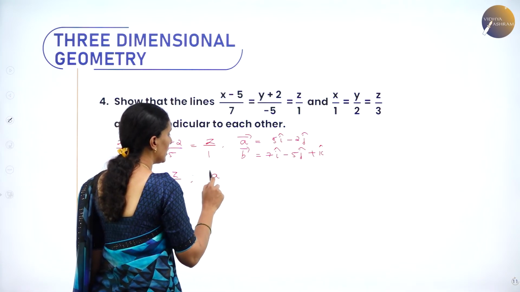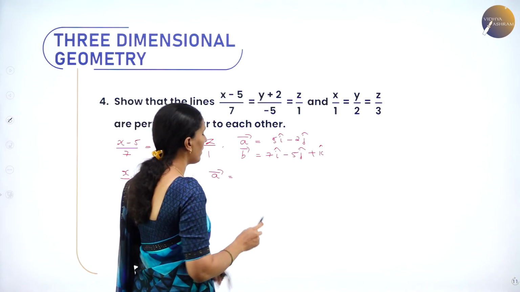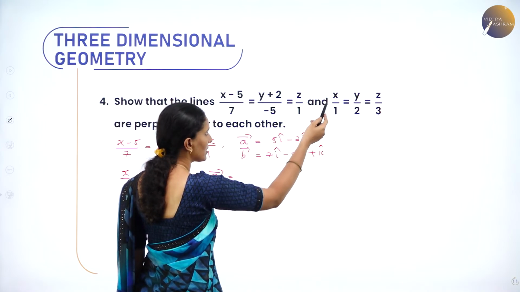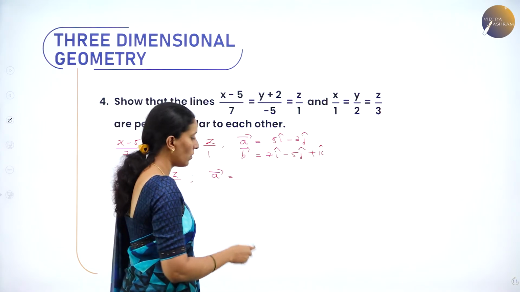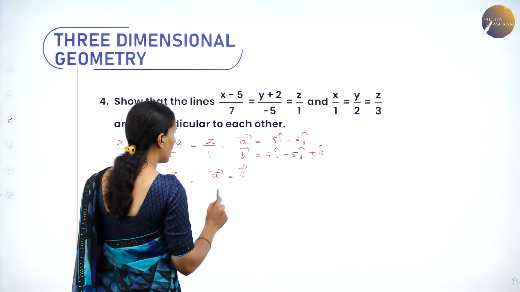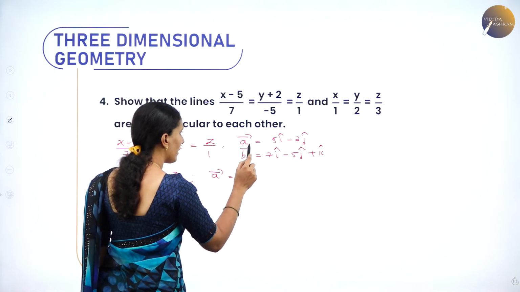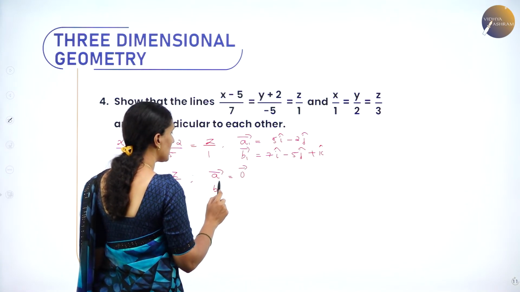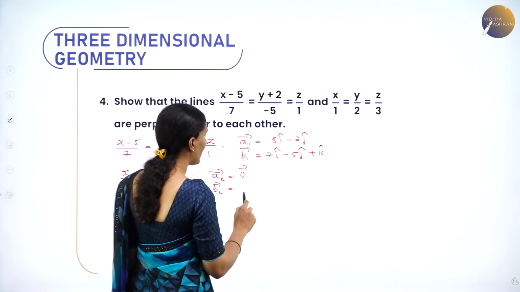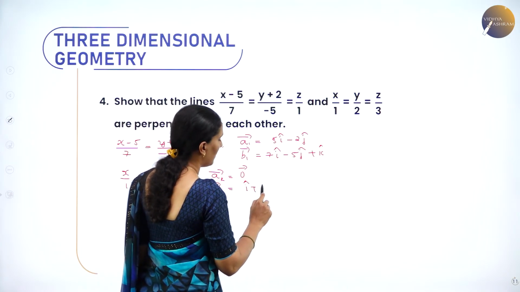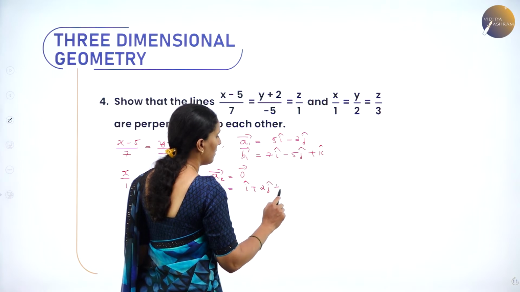So, the vector here is given as 0 because x1, y1, z1 is 0. Therefore, it is a null vector. Let me take this as vector A1, vector B1 and this as vector A2, vector B2. So, what is vector B2? We have i plus 2j plus 3k.